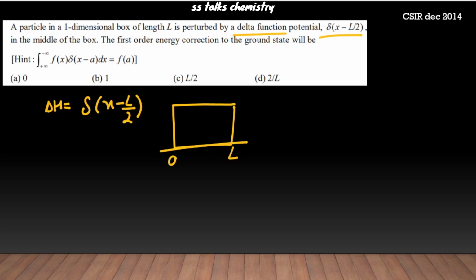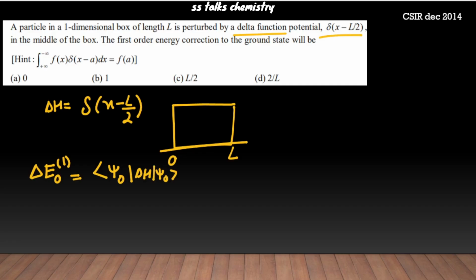In the middle of the box, the first order energy correction to the ground state is going to be. So we need to find the energy for the first order in the ground state. This value we know is going to be equal to the ground state wave function, then the perturbation, and then the wave function psi naught as it is.